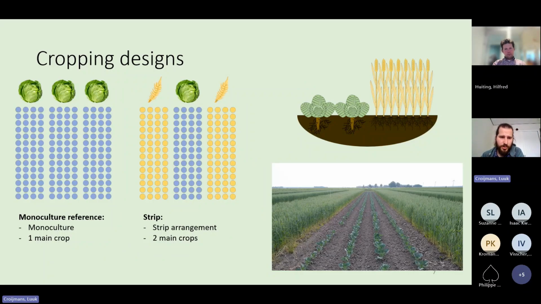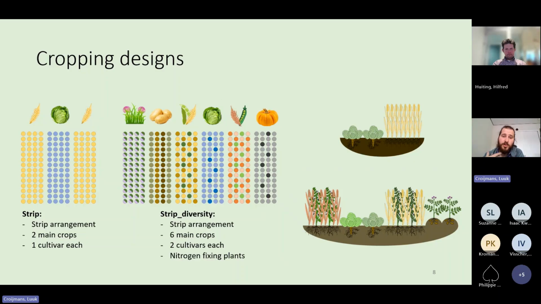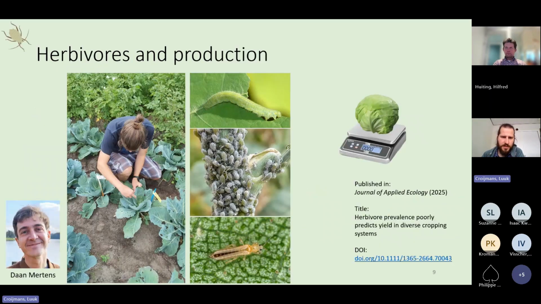So we had a monoculture of just cabbage, no other crops in there. Then we had the strip cropping of 2 crops that you can see in the bottom right picture. So that was cabbage with wheat. And then we also had one where we had even bigger diversity. So we had 6 different crops, including cabbage and wheat, but also barley, pumpkin, potato, grass, clover, strips in between, and some other diversification in there. So this is really a much more diverse system than this strip cropping of 2 crops. So those were the 3 systems.